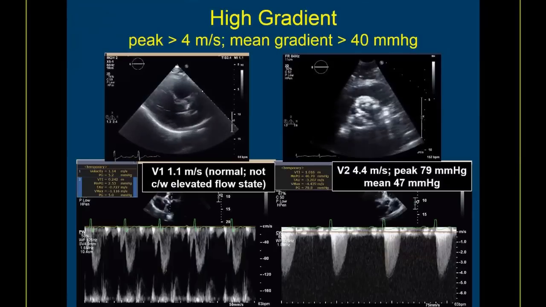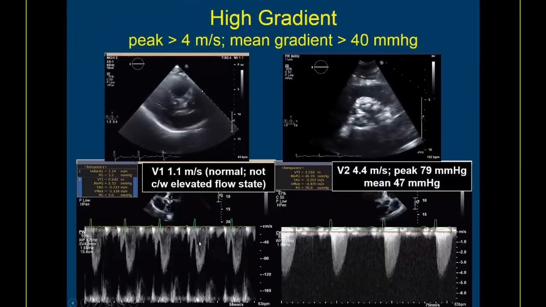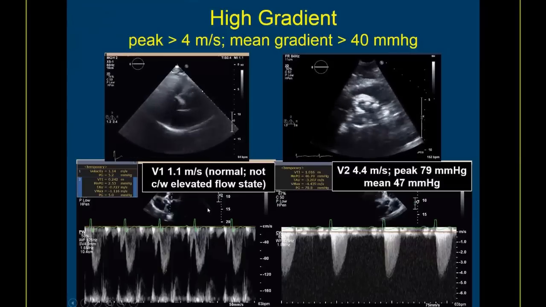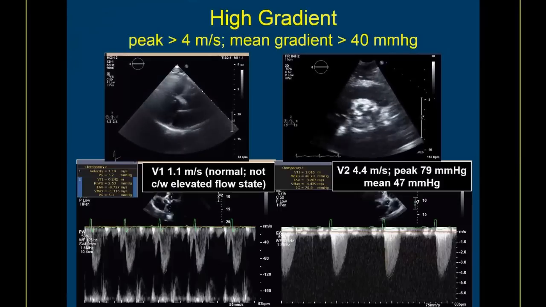Now, I think you can certainly get a sense that there's no high output state going on just by looking at your V1, because your V1 is, in this case, 1.1 meters per second, which is essentially within normal limits. If it was a V1 of 1.6 meters per second, you might consider that there's some hyperdynamic process going on. But this is likely just straightforward high gradient severe aortic stenosis, just by looking at the gradients and the velocities.